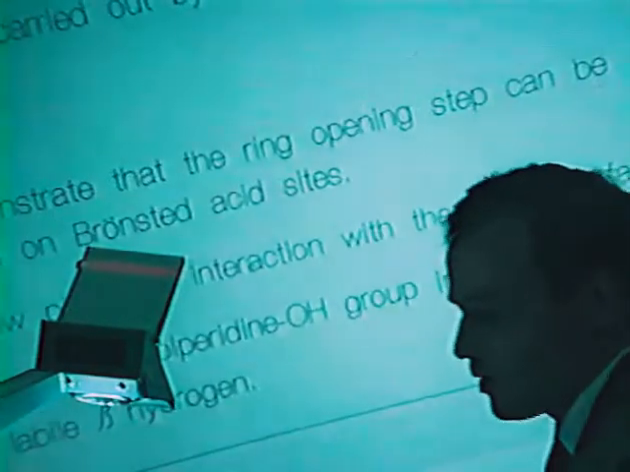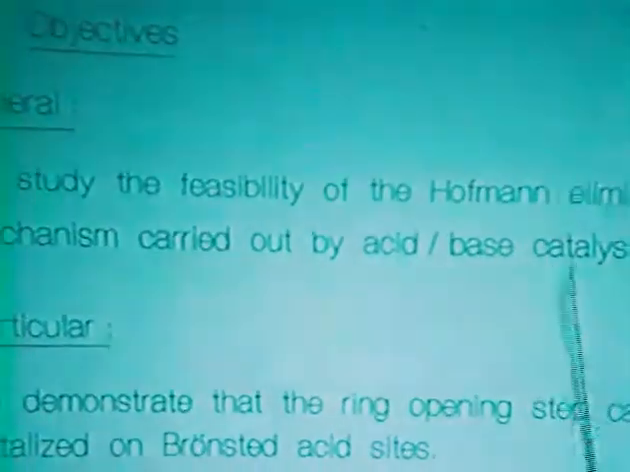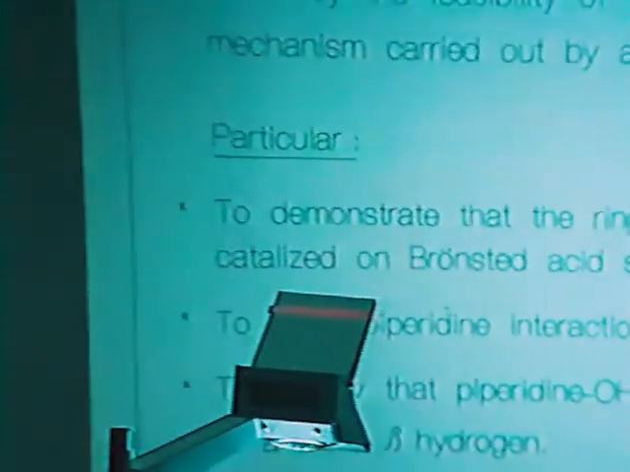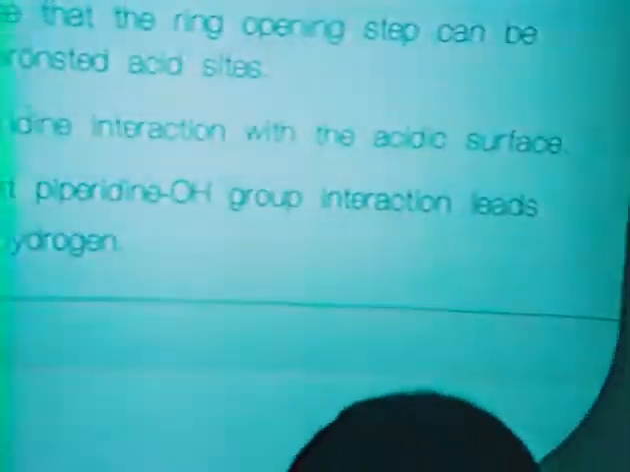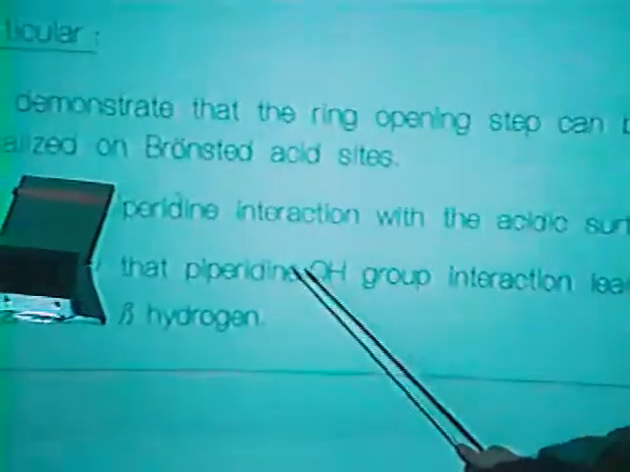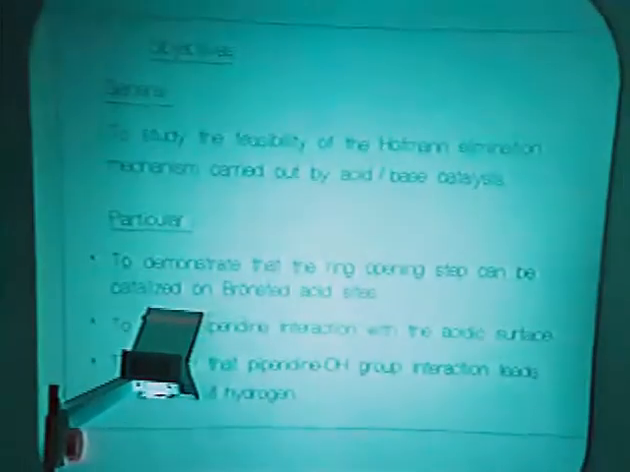Now, what are the objectives of our work? The general objective is to study the feasibility of the Hoffman elimination mechanism carried out by acid-base catalysis. Particularly, we are focusing on demonstrating that the ring opening step can be catalyzed by Bronsted acid sites. Then we also want to show how piperidine interacts with the acidic surface, and finally to display that the interaction between the OH surface group and piperidine leads to a labile beta hydrogen.